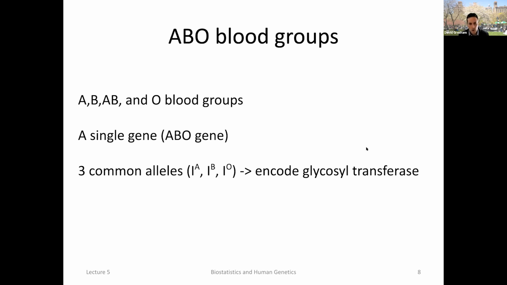And these we'll call the IA allele, the IB allele, and the IO allele. Depending on which allelic variant you have at the ABO gene, this determines your phenotype in the following way. The key thing to know is that this locus encodes a glycosyl transferase, okay?